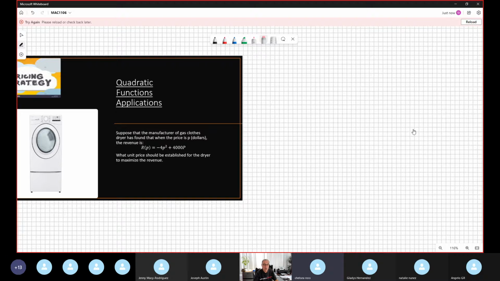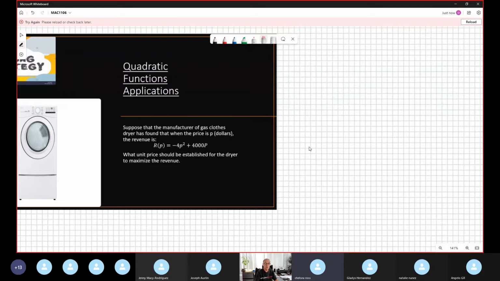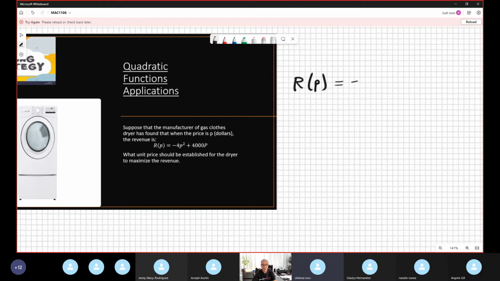Okay. Do you see the word problem? The word problem talks about the manufacturer of gas clothes dryers, who has found the connection, the formula, between revenue and price of this equipment. Of course, R as a function of P is equal to minus 4P squared plus 4,000P.